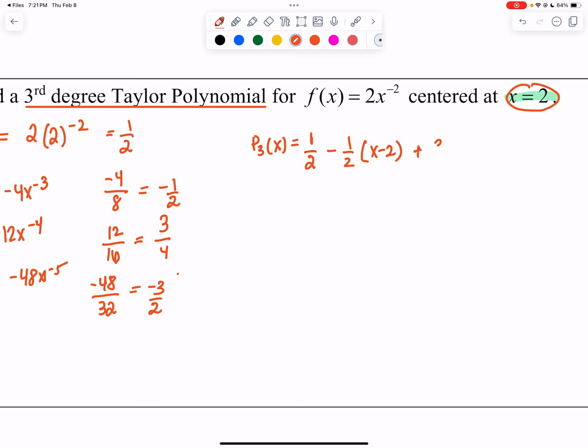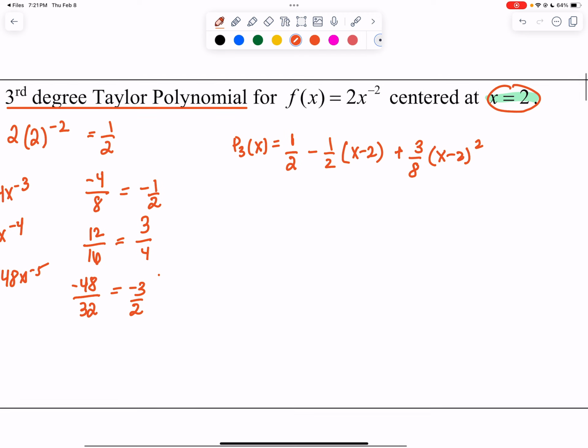Then I'm going to have 3/4 x minus 2 to the second power because this is my second derivative. And don't forget about my 2 factorial right here. 2 factorial, remember, is the same thing as 2. So 4 times 2 is going to be 8. That's going to give me 3/8.